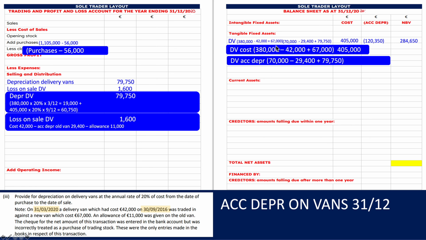So just take a note here. In these delivery van adjustments, when you buy and sell a van, you're going to have 3 figures in the cost bracket, and then you're going to have 3 figures in the accumulated depreciation bracket. So at the end of the year, the cost of delivery vans is 405,000, the accumulated depreciation is 120,350, and the net book value is 284,650. So that's the 2021 vans adjustment done.